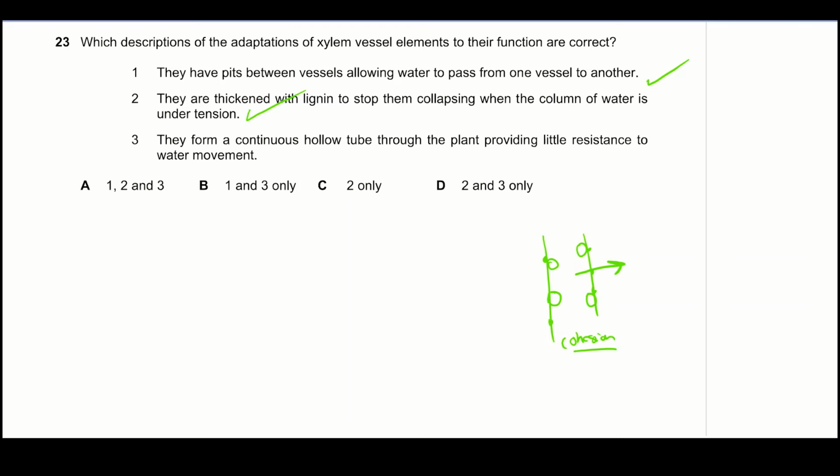3. They form a continuous hollow tube through the plant, providing little resistance to water movement. This is correct because it's a continuous tube. There are no end walls for resistance, so therefore there's a continuous column. So this is correct. So the answer is going to be A.